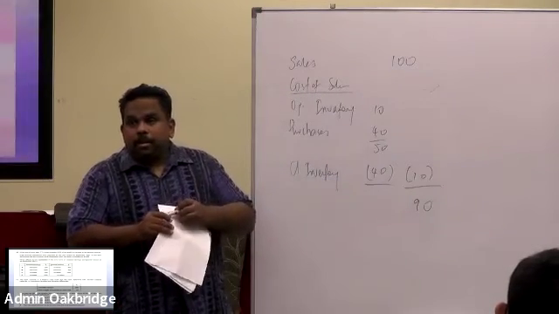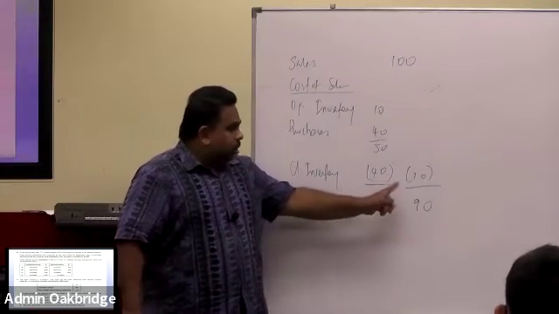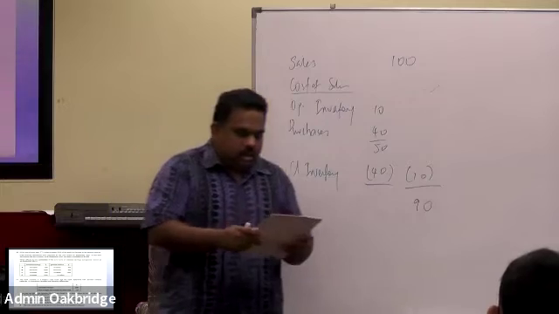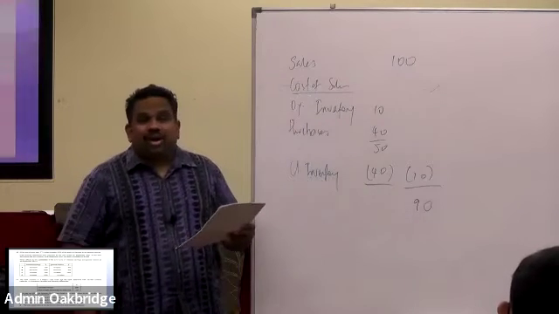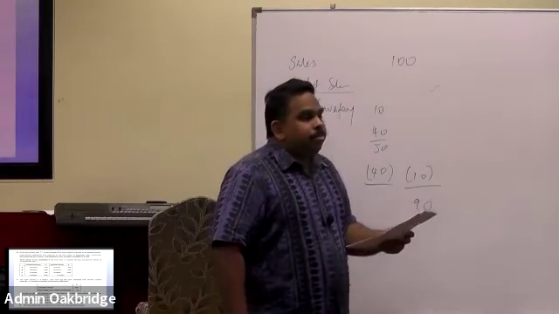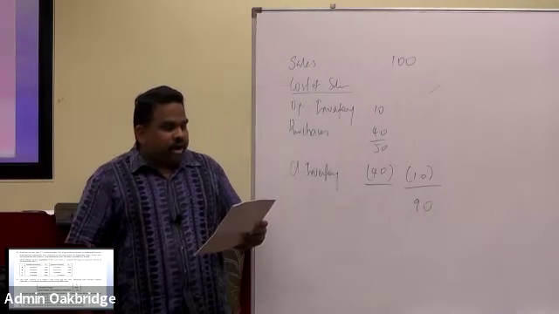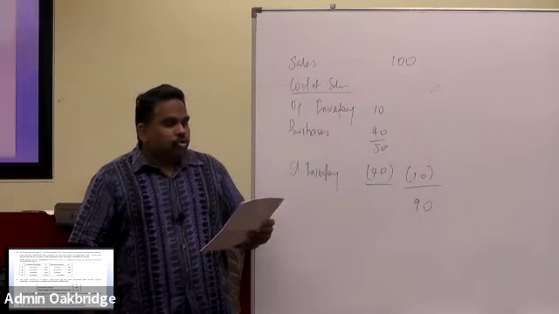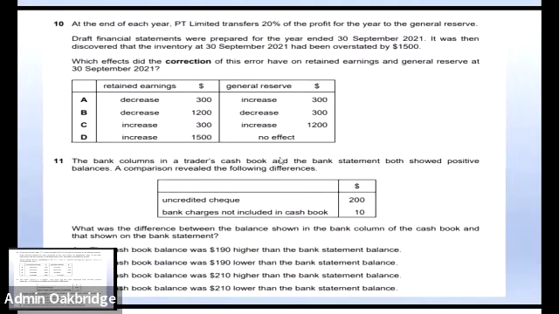Higher, right? Correct or not? So now if your closing inventory is overstated, profit is also higher. They're telling you closing inventory is overstated by 1,500, which means your profit is also higher by 1,500. Now, from your profit, 20% goes to general reserve. So how much is that? If your profit is higher by 1,500, from that 1,500, how much goes to general reserve?